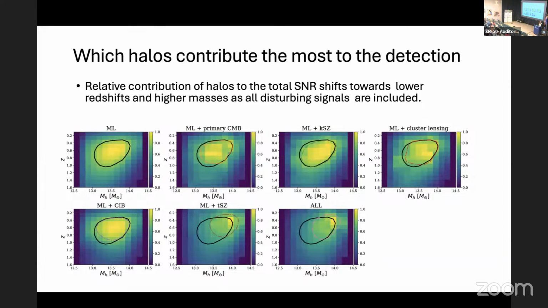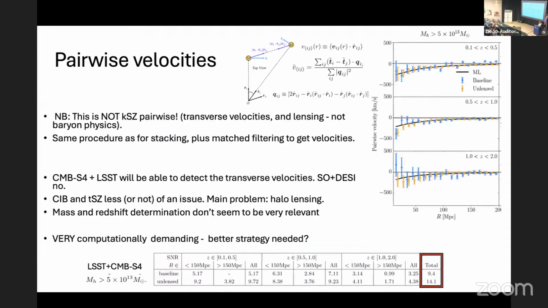The other important question is, what halos do you actually need? Very small objects, distant objects, nearby objects? What we found in general is that the fact that you have foregrounds tends to push toward more massive halos and relatively lower redshift. Of course, this can change if you improve your component separation or if you change your experiments.